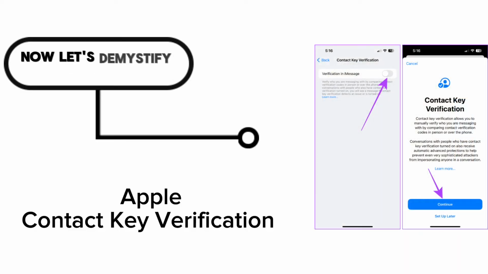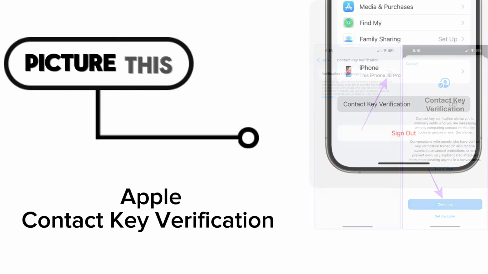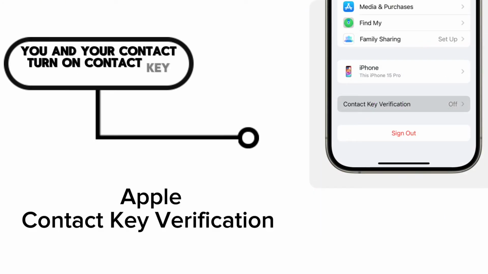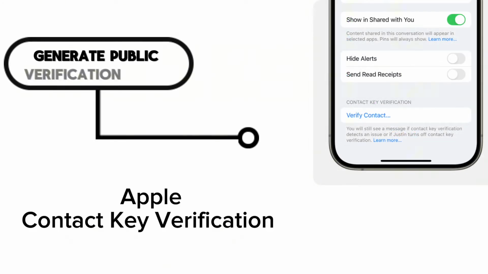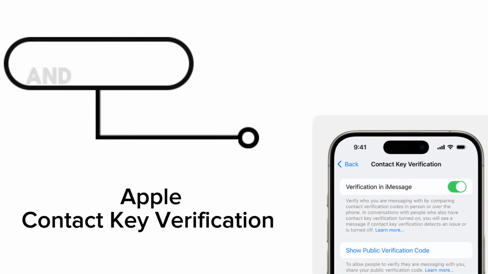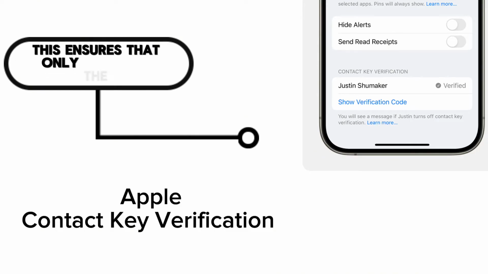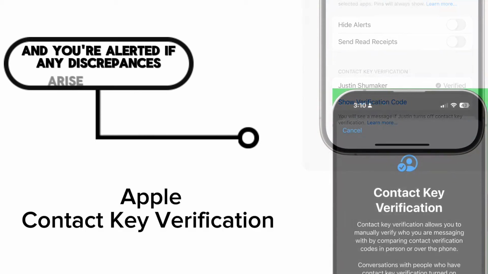Now, let's demystify the mechanics behind contact key verification. Picture this: you and your contact turn on contact key verification, generate public verification codes, verify them in person or over a secure call, and voila, a verified badge appears. This ensures that only the right person receives your messages, and you're alerted if any discrepancies arise.